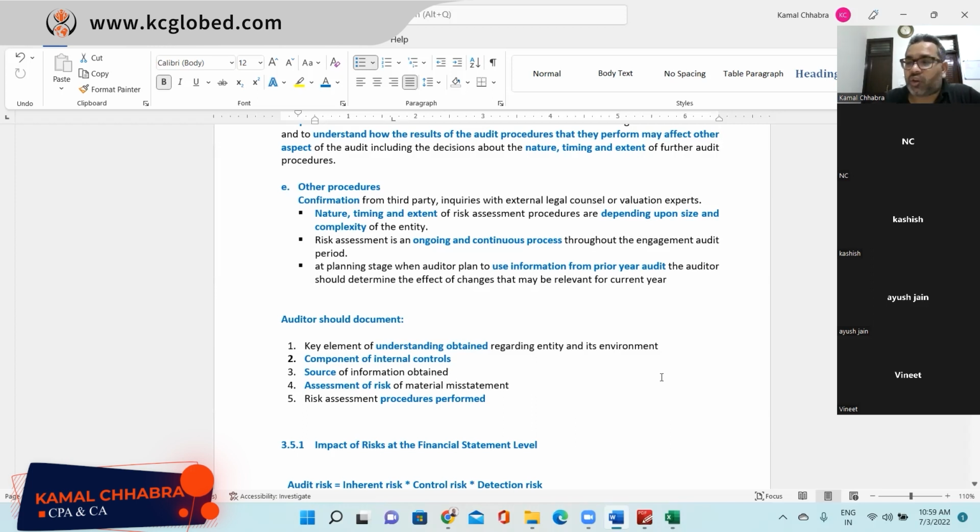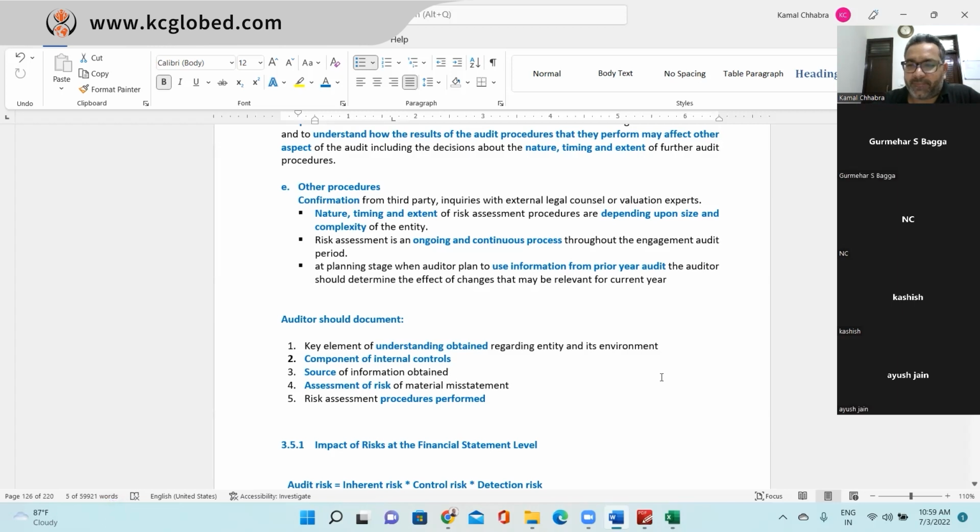And documentation, the most important thing: work not documented, work not done. So as an auditor, we need to document the key elements of the understanding obtained. For example, some of you are working with Big Four firms. I'm sure you might have a document for understanding the business, UTB or something like this. You guys know about this? Yes, sir. UTB template, yeah.